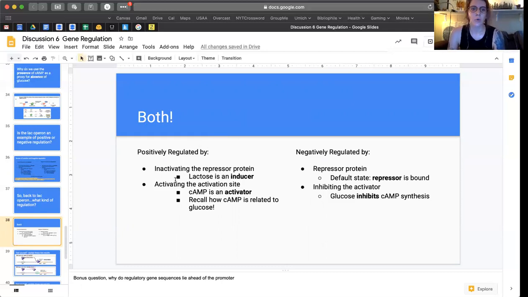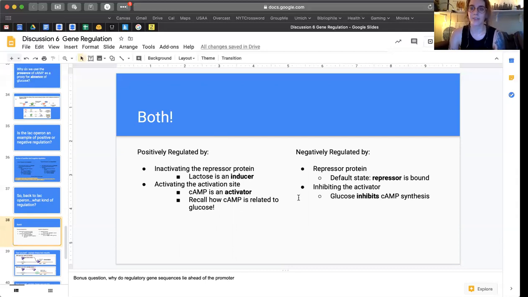Additionally, we regulate by activating the activation site, which we do by the cAMP production. We remember, okay, when we have a high level of cAMP, that's going to be a positive regulation because you're going to be exciting the ability to transcribe. And we can recall that this is related to the glucose concentration, which is why we're able to say that it's regulated by lactose and glucose, rather than just lactose and cAMP.